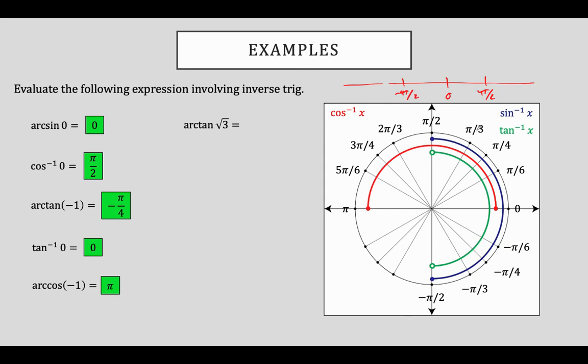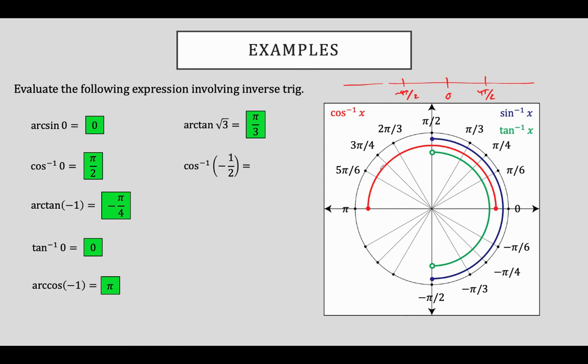Now, notice that when I take y and divide by x, I have to get √3. Which angle gives me that? That is going to be pi/3. Arctan of √3 is pi/3. Inverse cosine of -1/2. This is the angle that has a cosine value of -1/2.